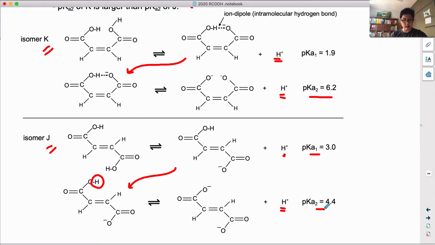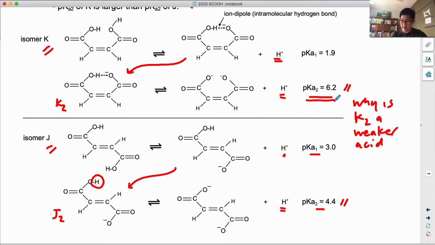Essentially what they're trying to say is this: this is a larger value than this. Larger pKa means smaller Ka. Maybe I call this K2 and call this J2. So the question is, why is K2 a weaker acid? Because a larger pKa2 means it's a weaker acid than J2. Why is this a weaker acid than this? Because it has a larger pKa value. So it's exactly the same concept.